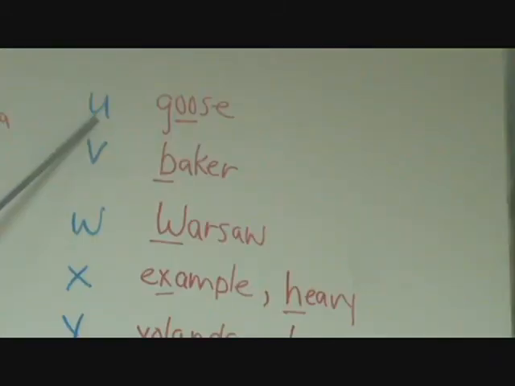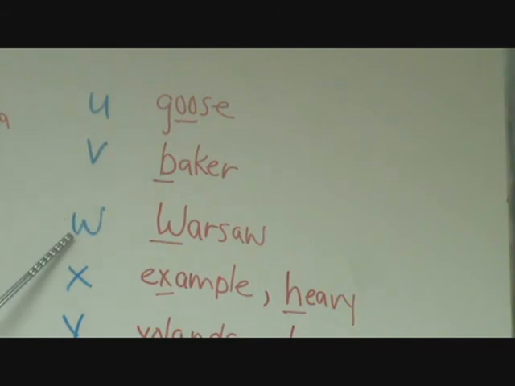The next letter is the U, or "oo", excuse me. This is "oo", and it's pronounced like the double O in goose. This is a "bay", sometimes called a "bay corta" or a "bay chica". It's like the English V, but it's pronounced like the B in Spanish. So this would be the pronunciation of V as in baker.